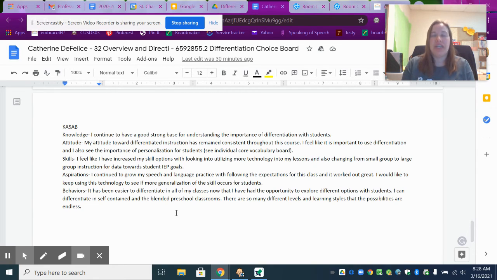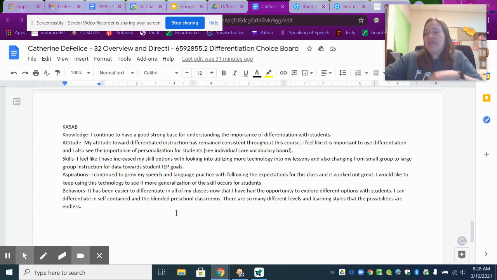And in terms of behaviors, I think it's now easier for me to look at the options to differentiate, even within classrooms. So I have self-contained classrooms and I have blended classrooms. And I always thought it was easier to differentiate in the blended classrooms because you have IEP students and typically developing students. But now I see that I could differentiate even in my special education classrooms because of the different levels of students, and also because of their different learning styles. So I'm trying to make sure that I'm going with their interests.